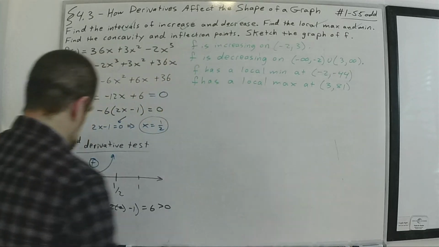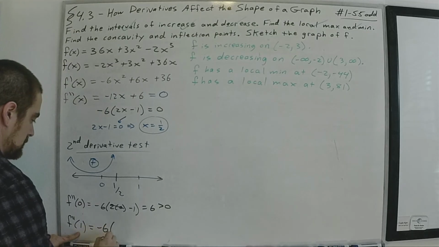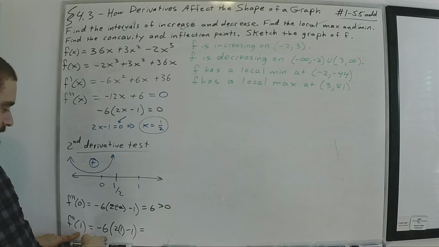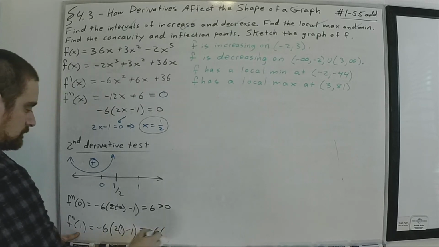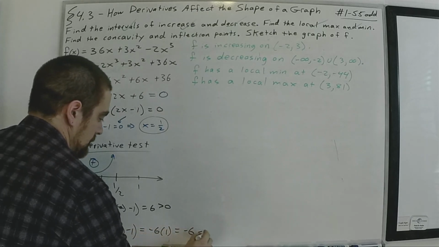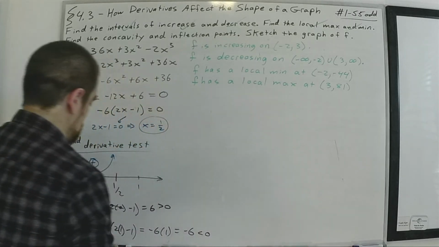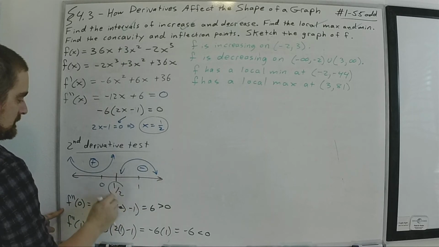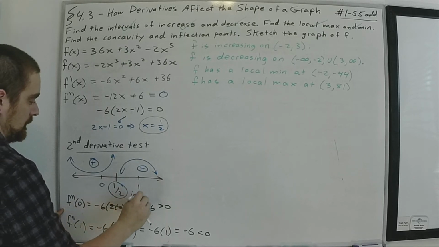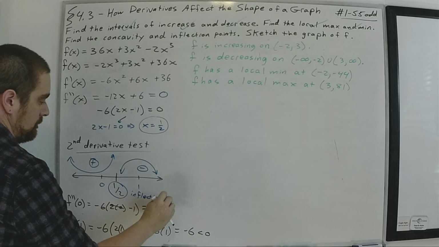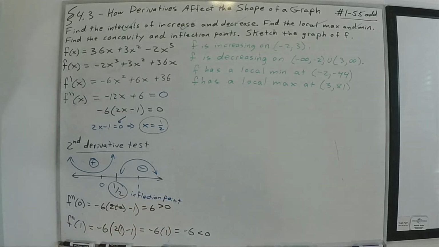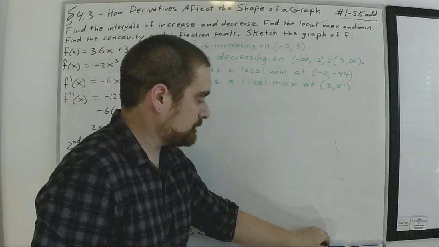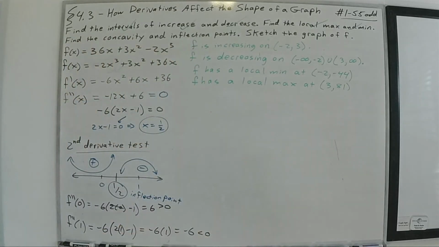And then plugging in 1: negative 6, 2 times 1 minus 1. Well, that is negative 6. 2 minus 1 is 1, so that's definitely negative. So I'm concaving down, which means, yes, this is an inflection point. I've changed from concaving upward to concaving downward at that x equals 1/2, so I definitely change inflection, so I call it an inflection point.